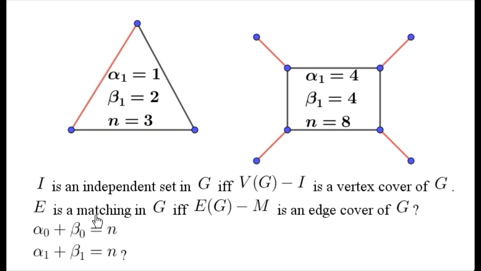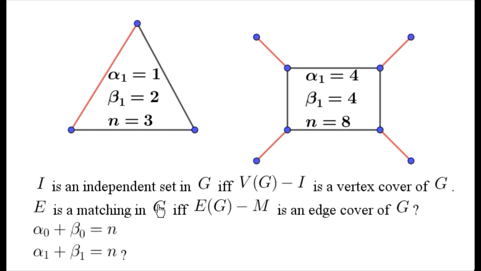The first question is, what is the correctness of this particular statement? M is a matching in G if and only if E(G) minus M is an edge cover of G. What can we say about the correctness of this? If we talk about the complement of this statement, if we replace edges with vertices, then we will get this statement: I is an independent set in G if and only if V(G) minus I is a vertex cover of G. And we know that this statement is correct, and we have also proved it.